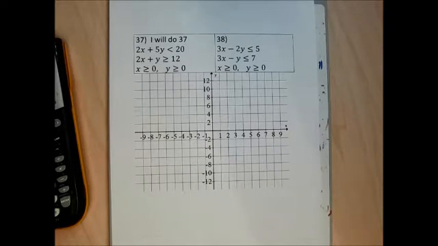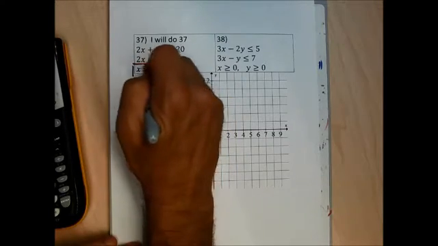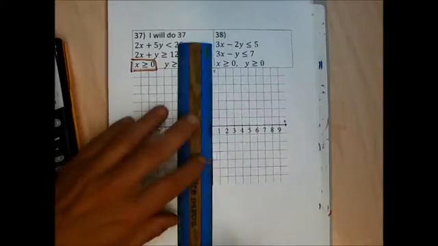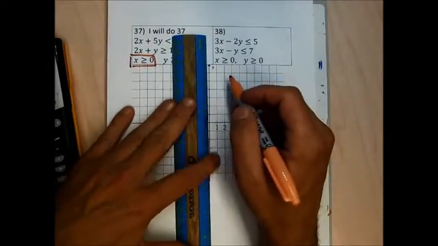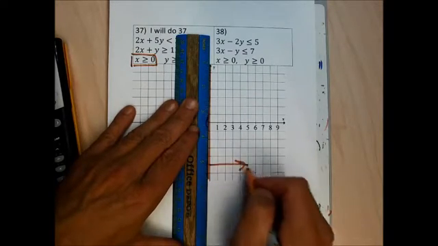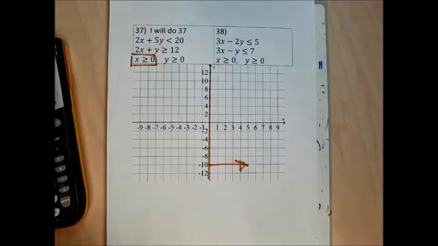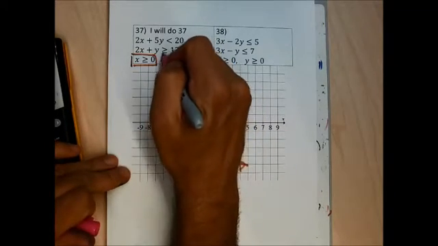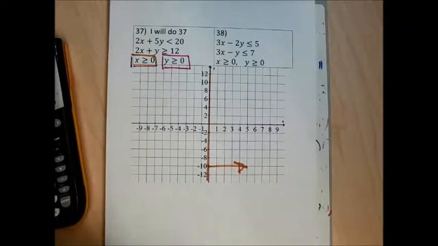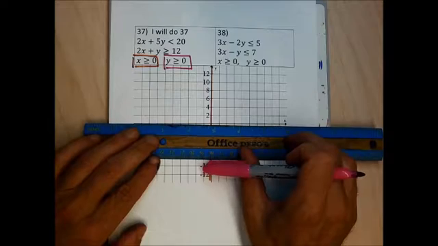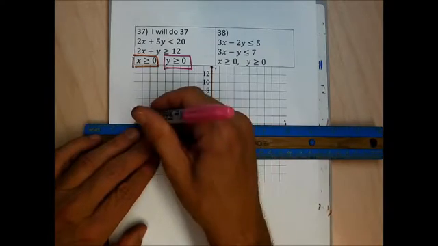So first one in 37 that I'm going to do is the x is bigger than or equal to 0. Draw a vertical line through 0 on the x-axis, and I get the y-axis, and I have to shade to the right. The other easy one for me to graph is y is bigger than or equal to 0. I draw a horizontal line through 0 on the y-axis, and I shade up. Those two shadings keep the final shading in the first quadrant.